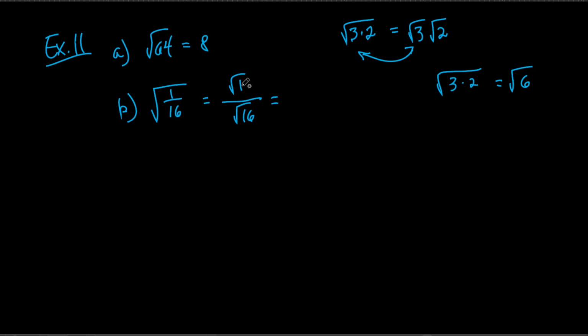Now, we could figure this out. What is the square root of 1? It's 1, right, because 1 times 1 is 1. Over the square root of 16, and then that's your answer. That's the way you want to do it. So if you have a division or a fraction inside a square root, just break them up. Put the stuff on the top under a square root, take the stuff on the bottom, put it under a square root, and then if you can figure it out, then figure it out, okay?